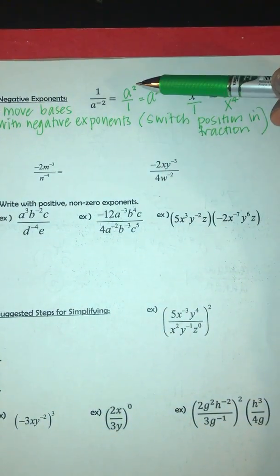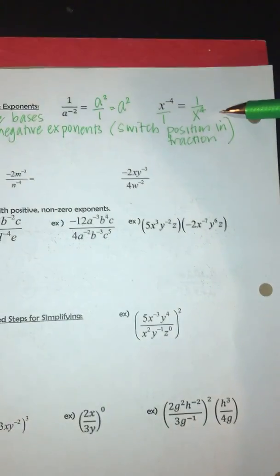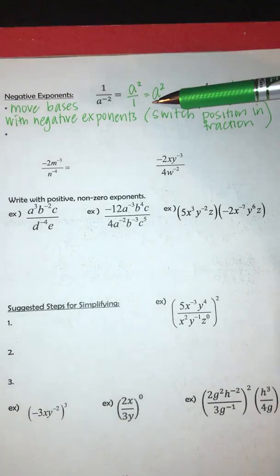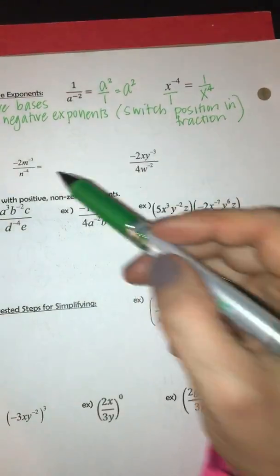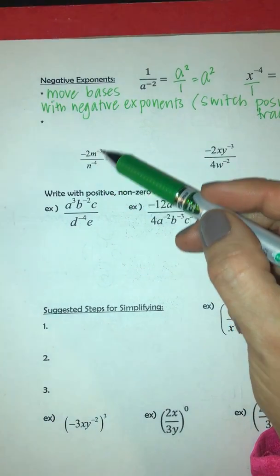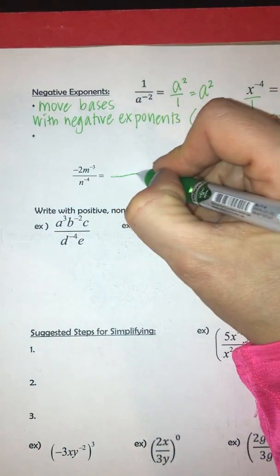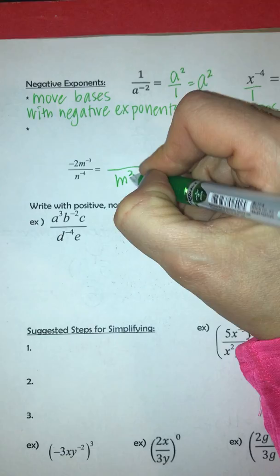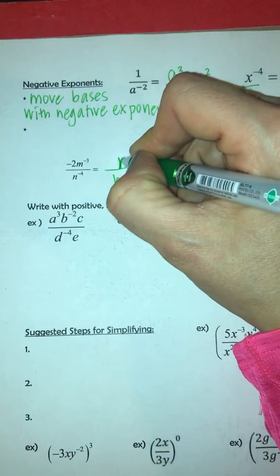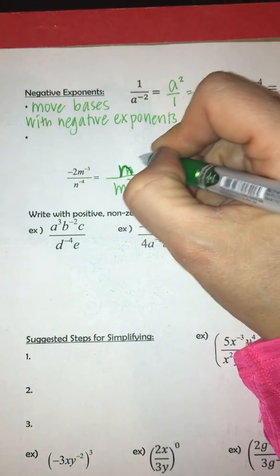So if it was on the bottom, it moves to the top. If it was on the top, it moves to the bottom. But you only move bases that have negative exponents. So looking at these, I'm just moving the bases with negative exponents. So both of them have negative exponents. They're going to switch and they become positive. Oops, that should be an n. Sorry. It's an n to the 4th.